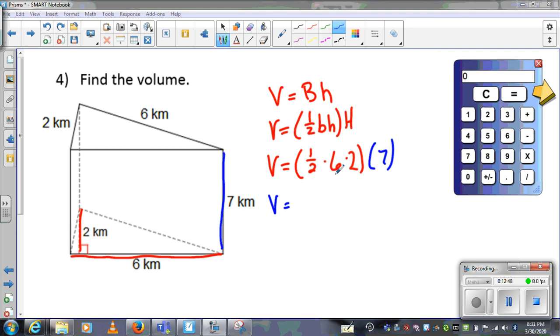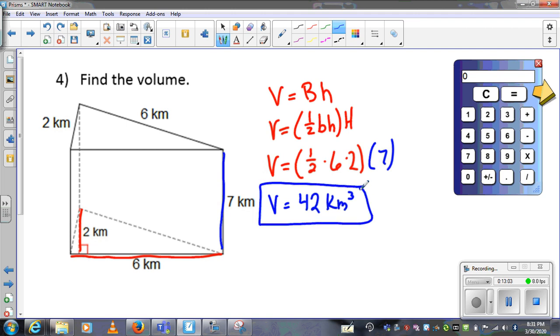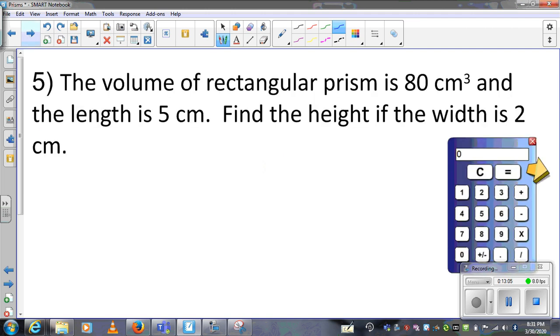So 1/2 of 6 is 3. 3 times 2 is 6. 6 times 7 is 42. And that would be cubic kilometers. All right, let's try a little something else.